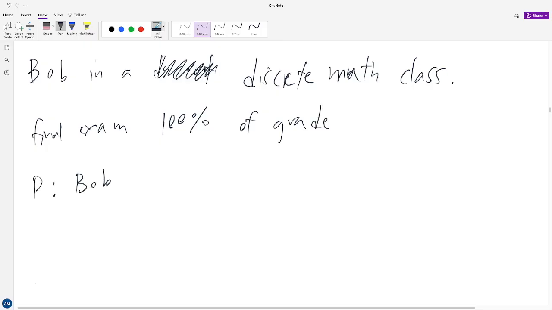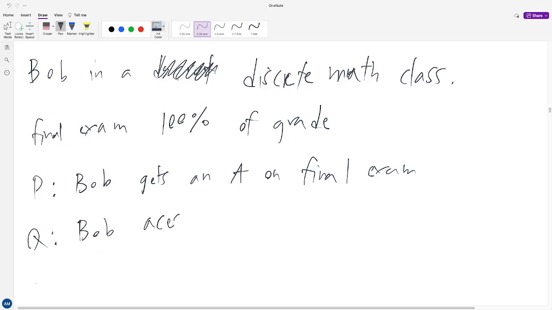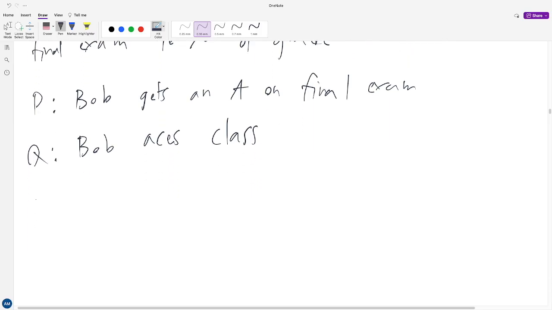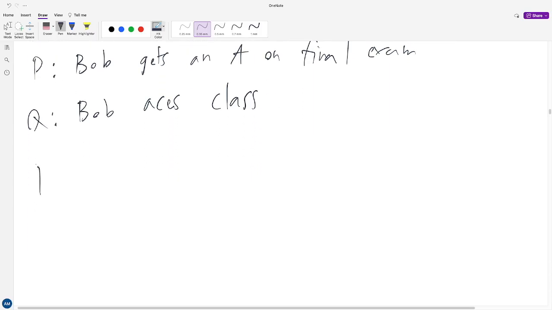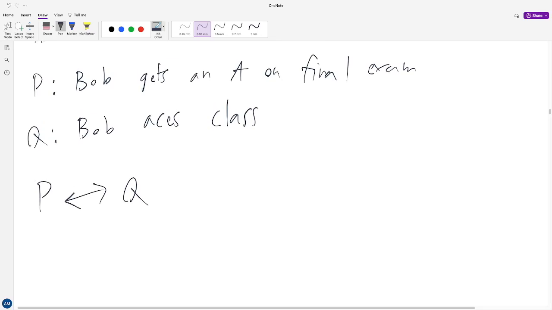Bob gets an A on the final exam. And let Q be the statement Bob aces the class. Then I claim P if and only if Q. I say Bob gets an A on his final exam if and only if he aces his class.